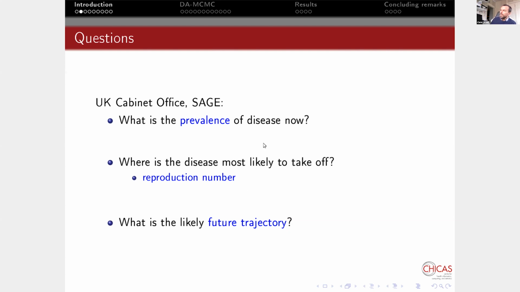And then beyond those two metrics, there's, of course, a lot of interest in the future trajectory of the epidemic. And that's important not only from a national point of view, thinking about lockdown measures and that kind of thing, but it's also really important locally for local NHS trusts to be able to order in the PPE kits, the testing kits that they need in order to manage the epidemic in their area. So there's a cross-scale element to this as well.